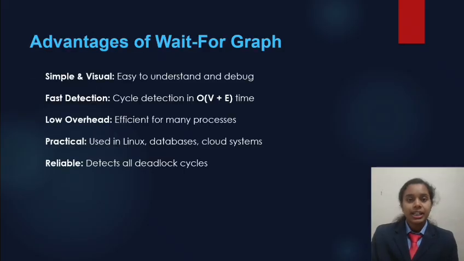Advantages of wait for graph. It is simple and visual, that is easy to understand and debug. Fast detection, that is cycles are detected quickly using low time complexity. Low overhead, that is effective for many processes. Then practical, used in Linux, databases and cloud systems. Then it is also reliable, that is it detects all deadlock cycles.